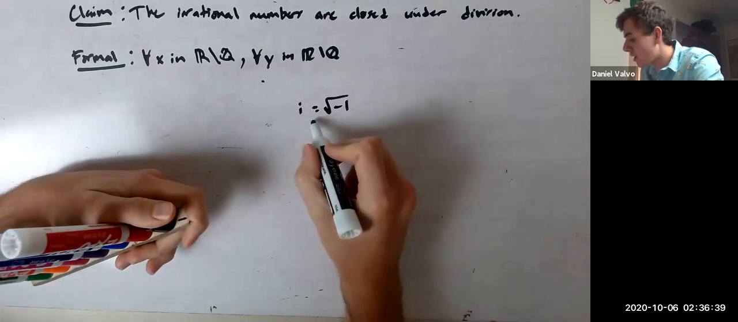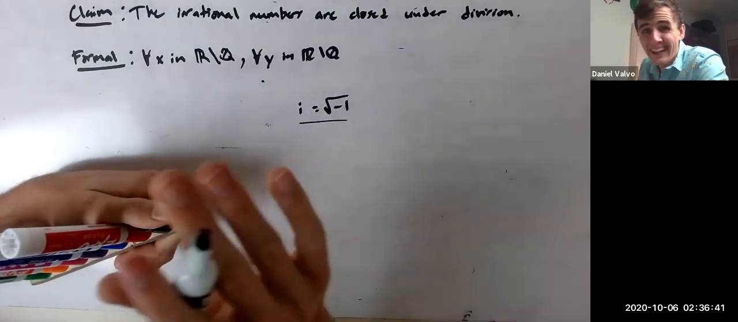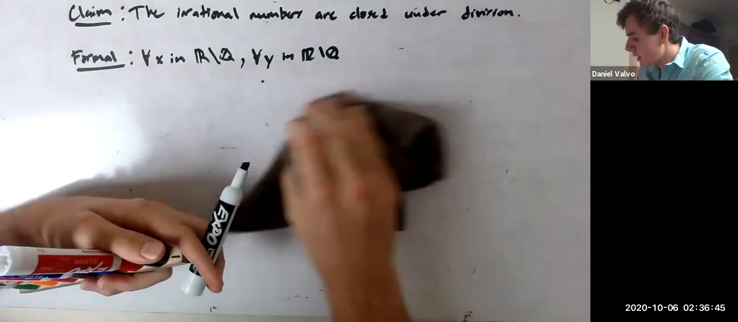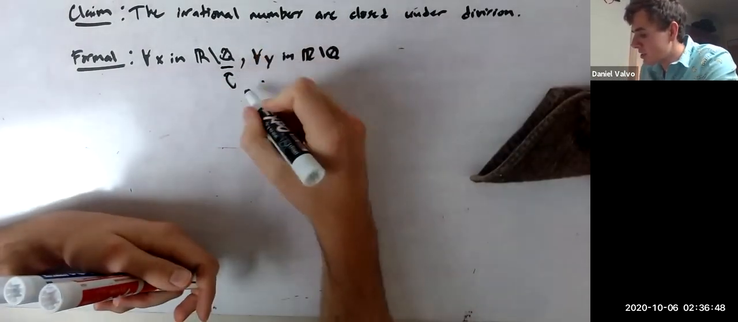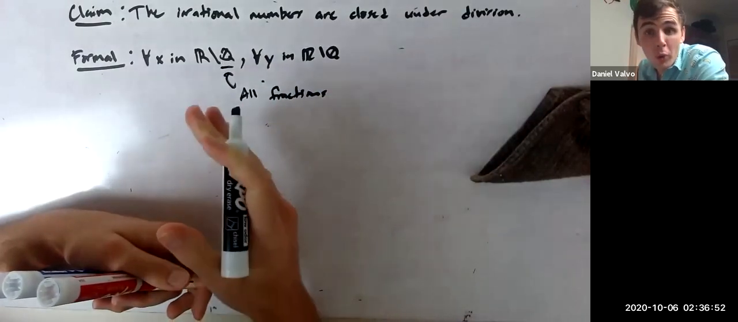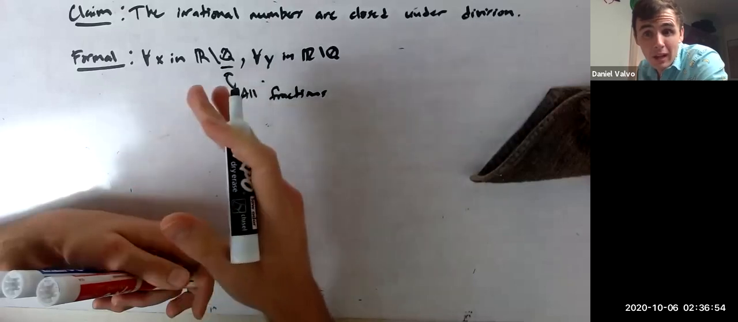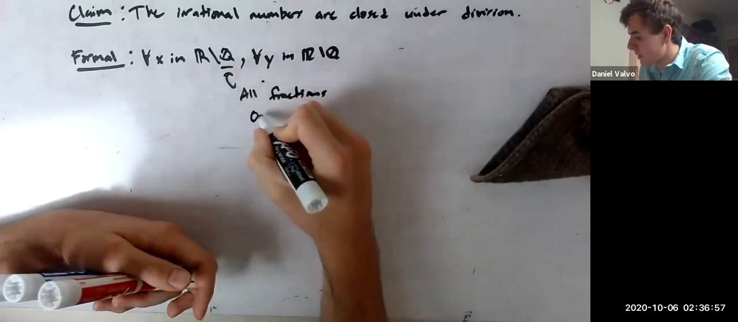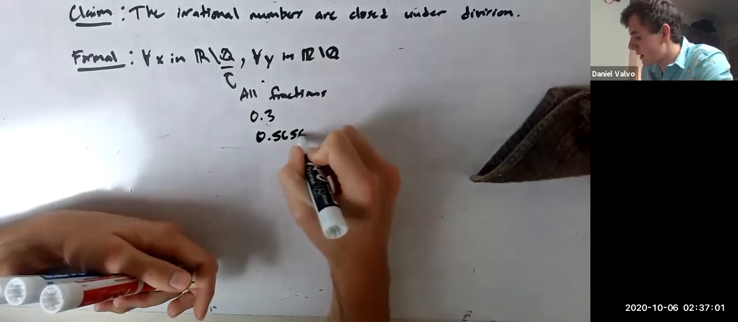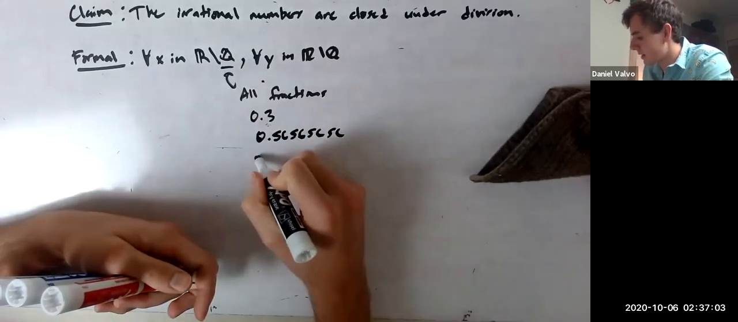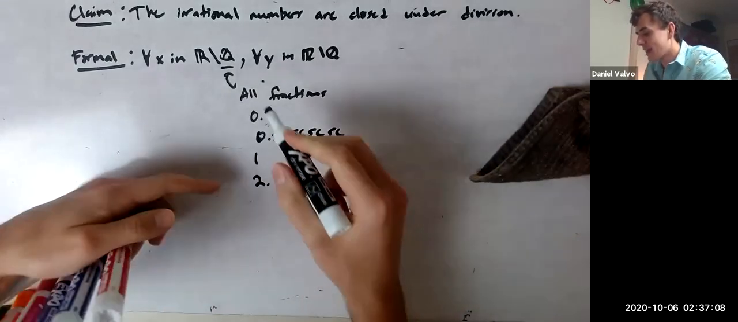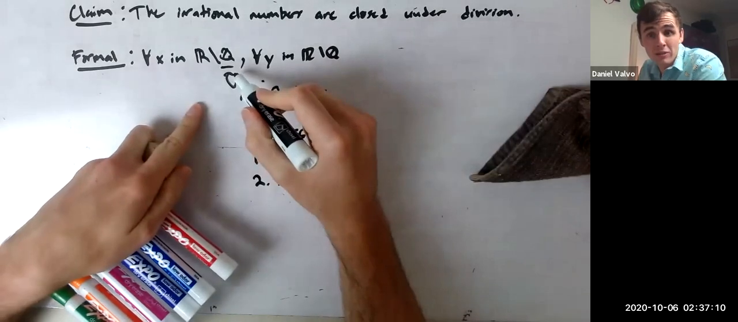So these right here are imaginary numbers, and these are a different thing. The rational numbers are all fractions, or otherwise known as things with decimals that end or repeat. So for example, 0.3 repeating is in here, or 0.56565656 is in here, or 1 is in here, or 2.375 is in here, right? That's what a rational number is.